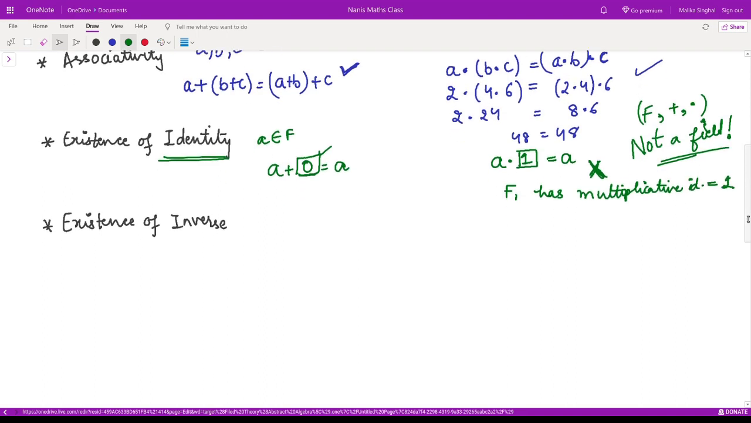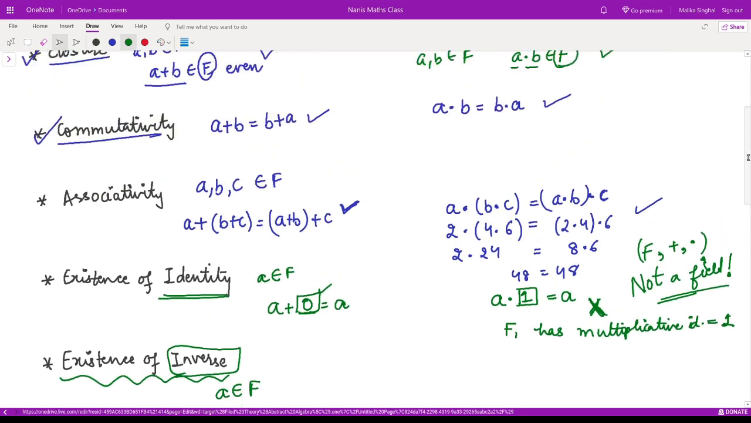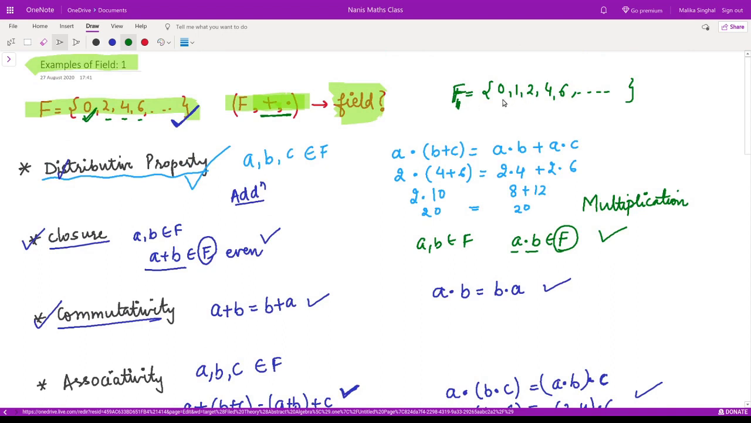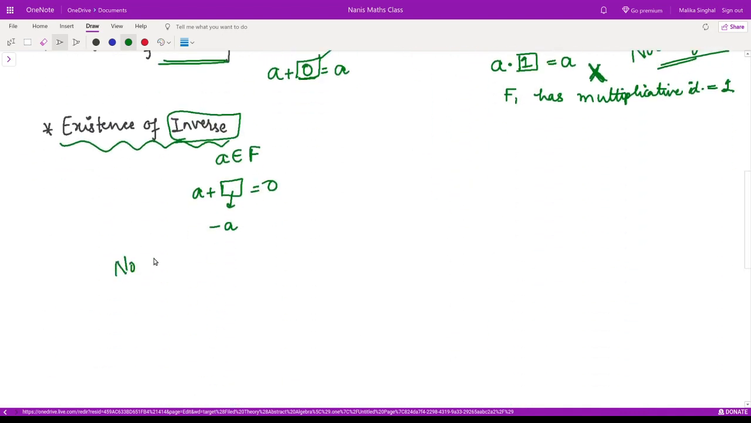So let us check now the last property: are there any numbers which are inverse to the given numbers in the set. If I take a belonging to the set F, then for the additive inverse I should have some number here so that I obtain 0. So this number should be minus a. That means for every number in the set I should have a negative of this number. So for 2 I should have minus 2, for 4 I should have minus 4, but these are not present in the set. So this property is not satisfied. So I can say that there are no inverses presently.